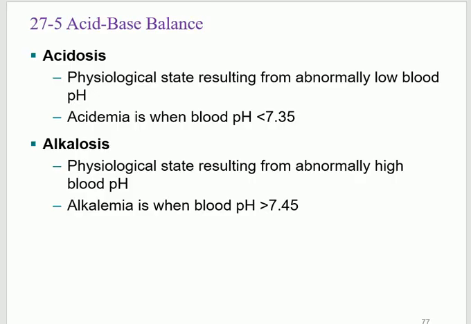So acidosis, again, here it is. Acidosis is under 7.35. And you cannot call the blood acidic in this case. You just call it acidosis. I think this is understandable. Alkalosis is above 7.45.